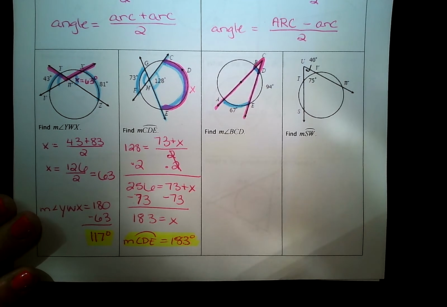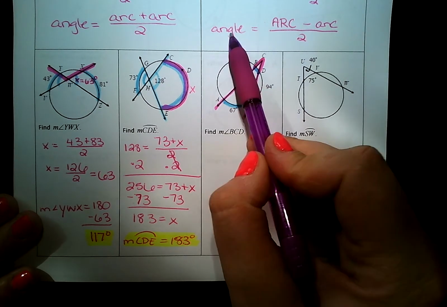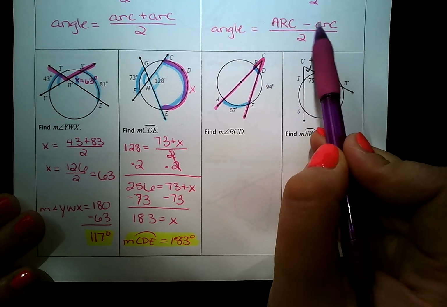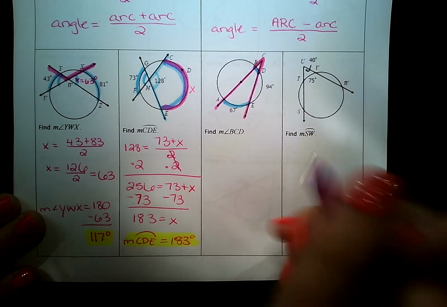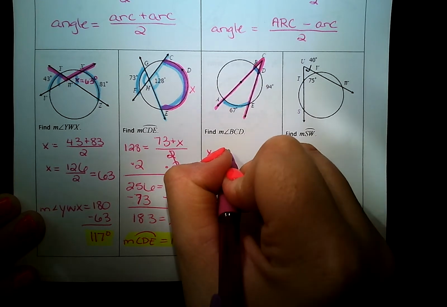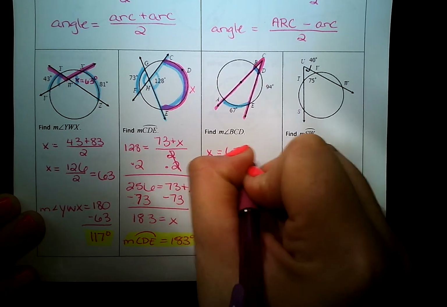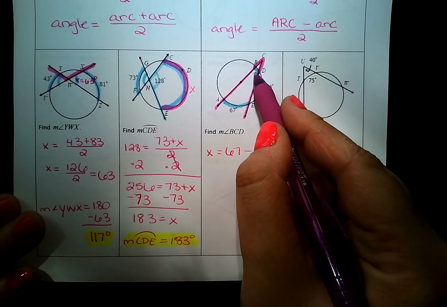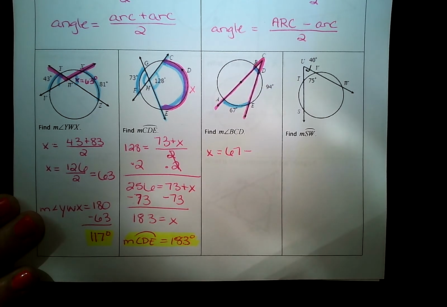All right, now the formula says the angle is equal to the large arc minus the small arc divided by 2. So the angle is what I'm trying to find. That's equal to the large arc, which is 67, minus the small arc, which is, I don't know it. So put a freeze on that formula. We're going to have to do a little bit of circle work here.